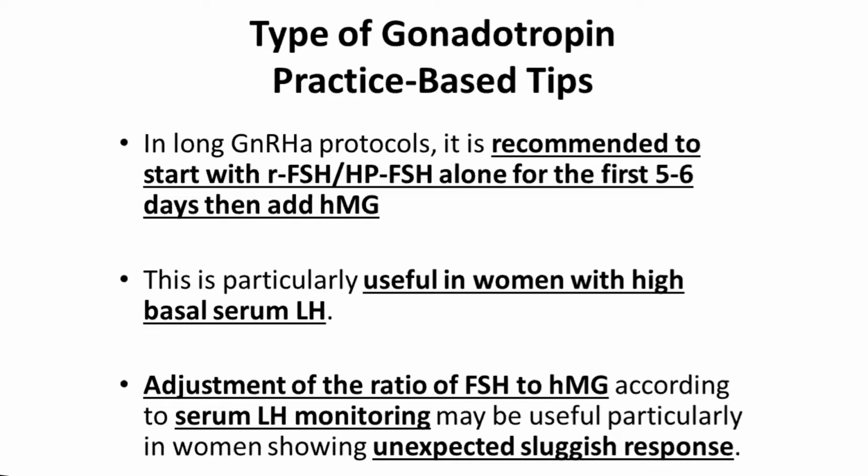The ratio between FSH and HMG highly depends on the LH monitoring, particularly when we don't have good initial response. We can modify the ratio between FSH and HMG along the stimulation cycle according to the serum LH monitoring. If we have high basal or ongoing serum LH, it's better to increase the ratio of the FSH. If we have low basal LH or low ongoing LH, it's better to increase the ratio of the HMG at the expense of FSH in the stimulation cycle.